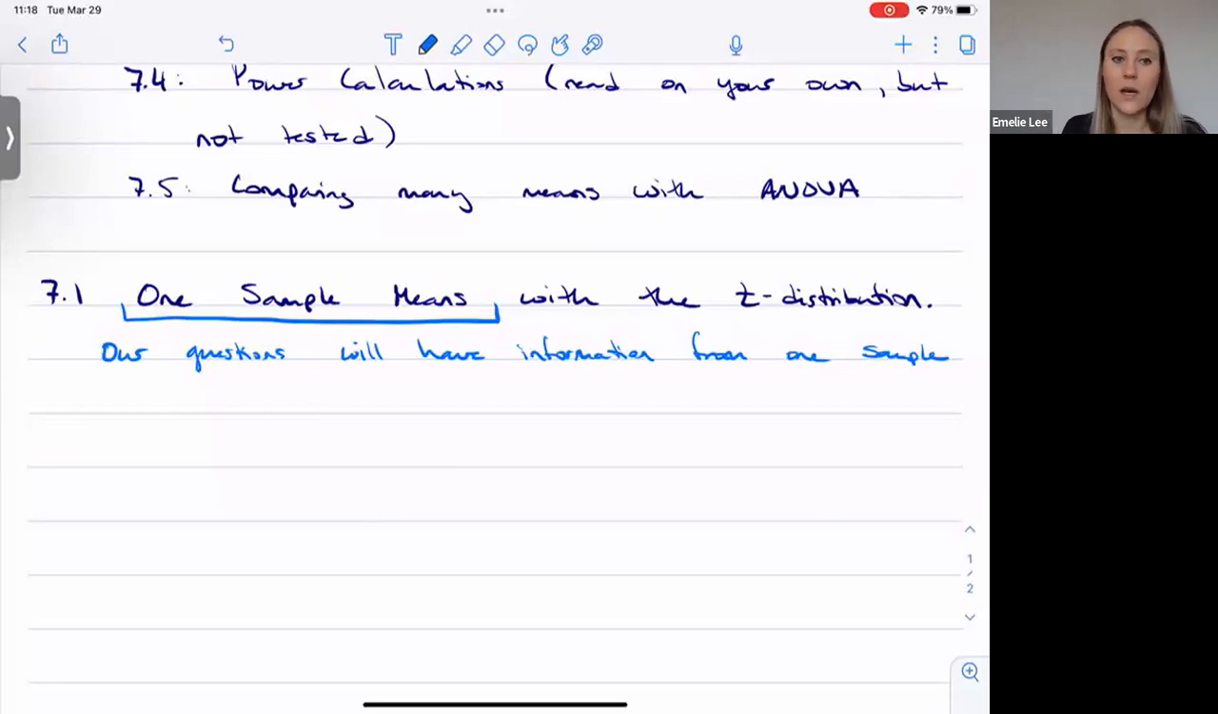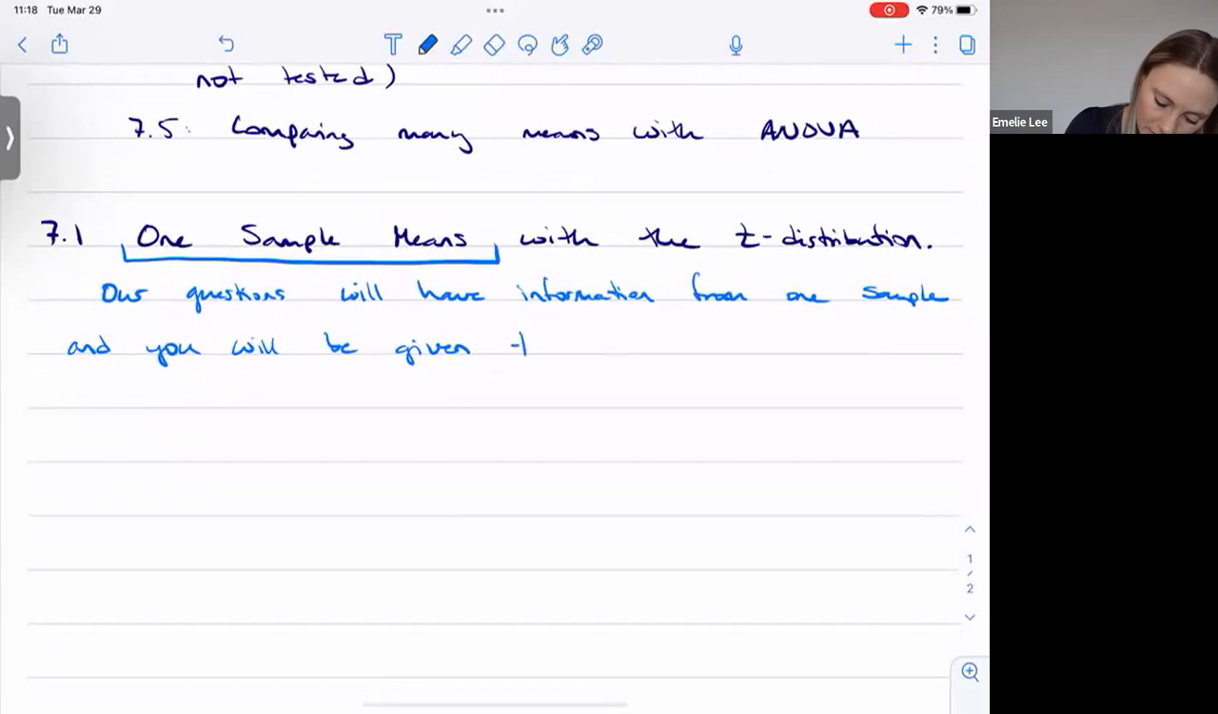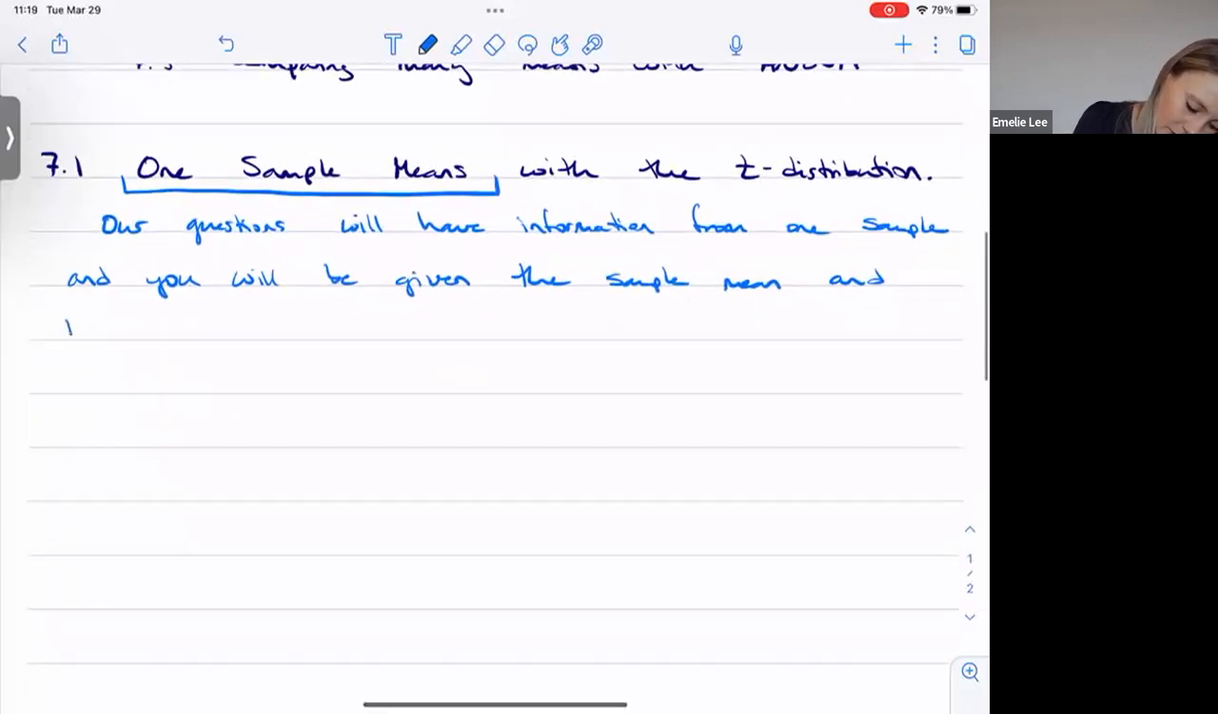Okay. So our questions will have information from one sample, and you will be given the sample mean and the sample standard deviation.